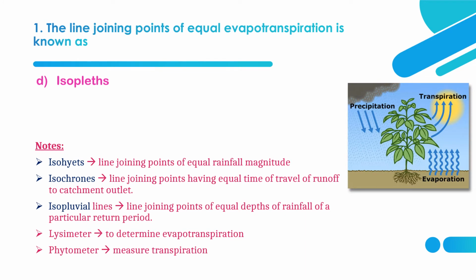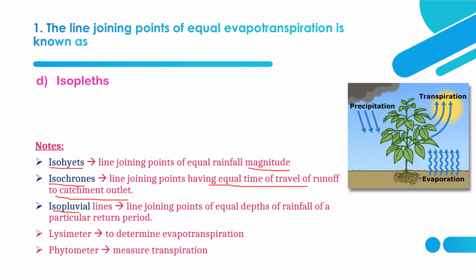So what is isohyet actually? A line joining points of equal rainfall magnitude, we call it isohyets. When a line or a contour joins points of equal rainfall magnitude, that is called isohyets. And now what is isochrone? These are nothing but lines joining points of equal time of travel of runoff to the catchment outlet. This is called an isochrone.